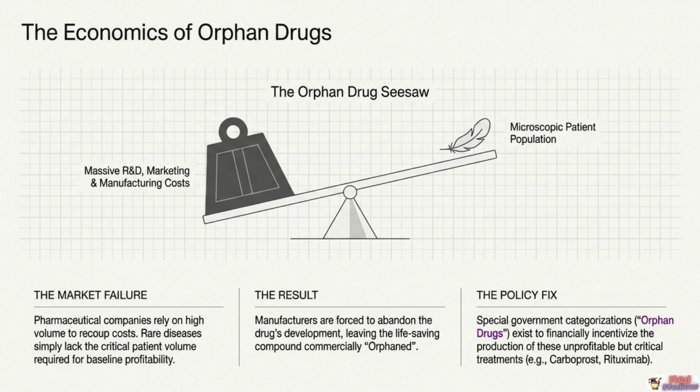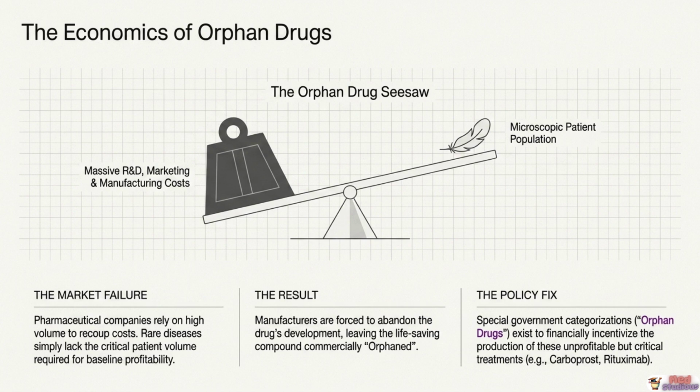Orphan drugs represent one of the most profound ethical and economic dilemmas in modern pharmaceutical policy. The challenge is structural and emerges from the fundamental business model of the pharmaceutical industry. Drug development is extraordinarily expensive. The average cost of bringing a single new molecule from initial discovery through clinical trials to regulatory approval exceeds $1 to $2 billion US. Pharmaceutical companies recoup this investment through high-volume sales across large patient populations over years of commercial exclusivity. Here is the problem.